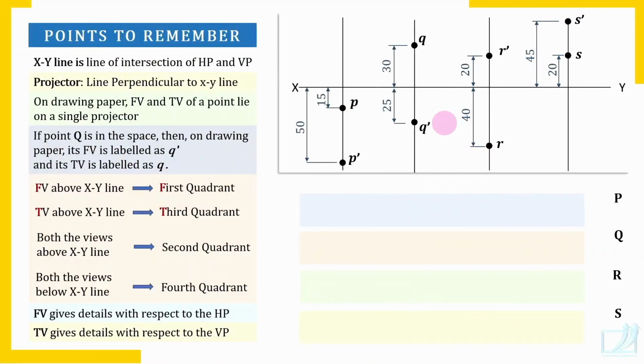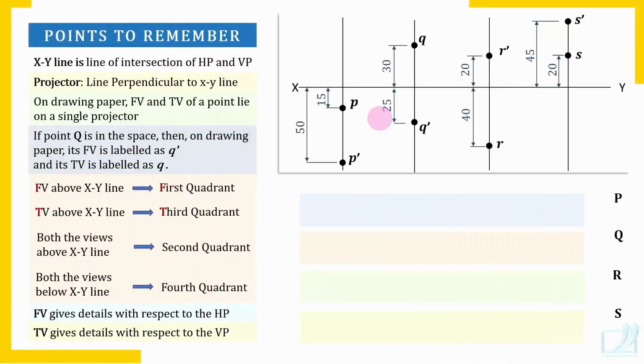Now tell me which 2 points are below HP. So what's the drawing? Again, detail with respect to HP involved here in this question. So focus on front views of points. So point P and point Q, these 2 points are below HP. And that is what we know from drawing. Now tell me which 2 points are behind VP. Now listen, behind VP means on drawing paper, behind XY line. So check it.